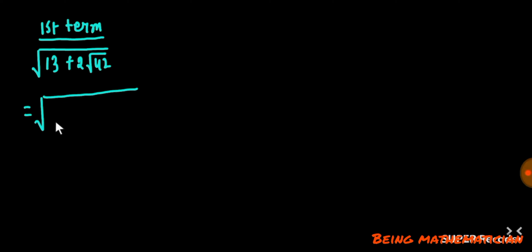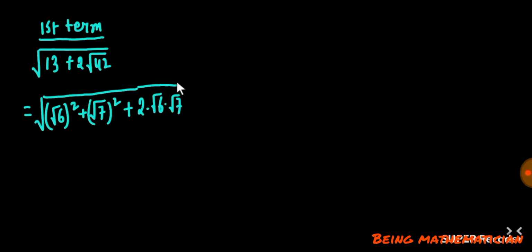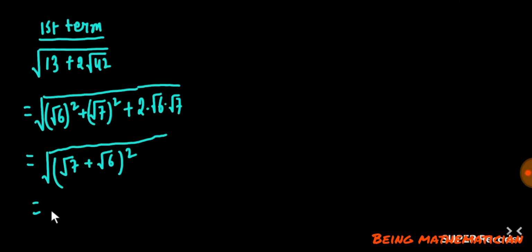First term is root over 13 plus 2 root 42. Now we can split 13 as root 6 whole square plus root 7 whole square, and 42 is 2 into root 6 into root 7. So now applying a square plus b square plus 2ab, we get root 7 plus root 6 whole square. So it will be root 7 plus root 6, since the square root of a whole square is the term itself. We note this term.